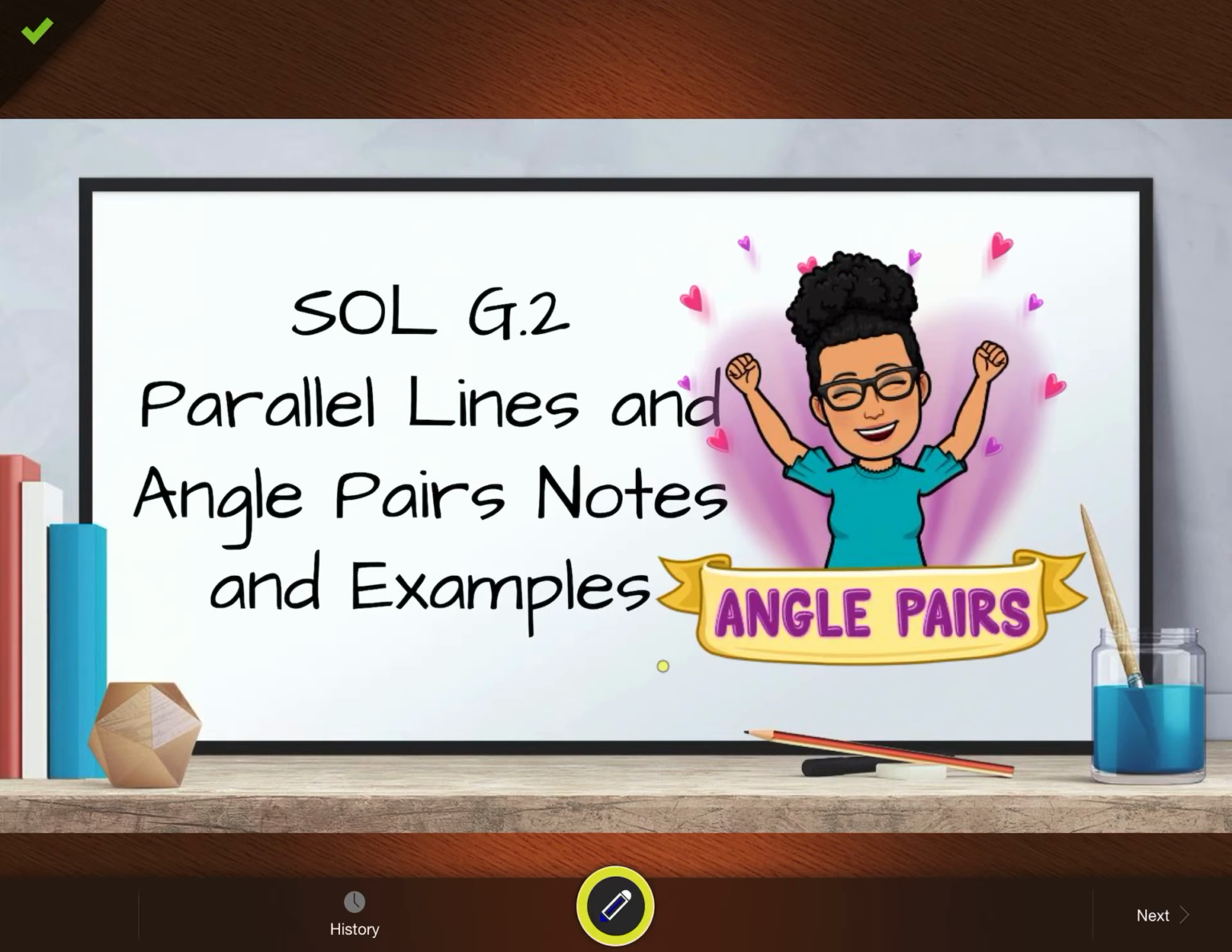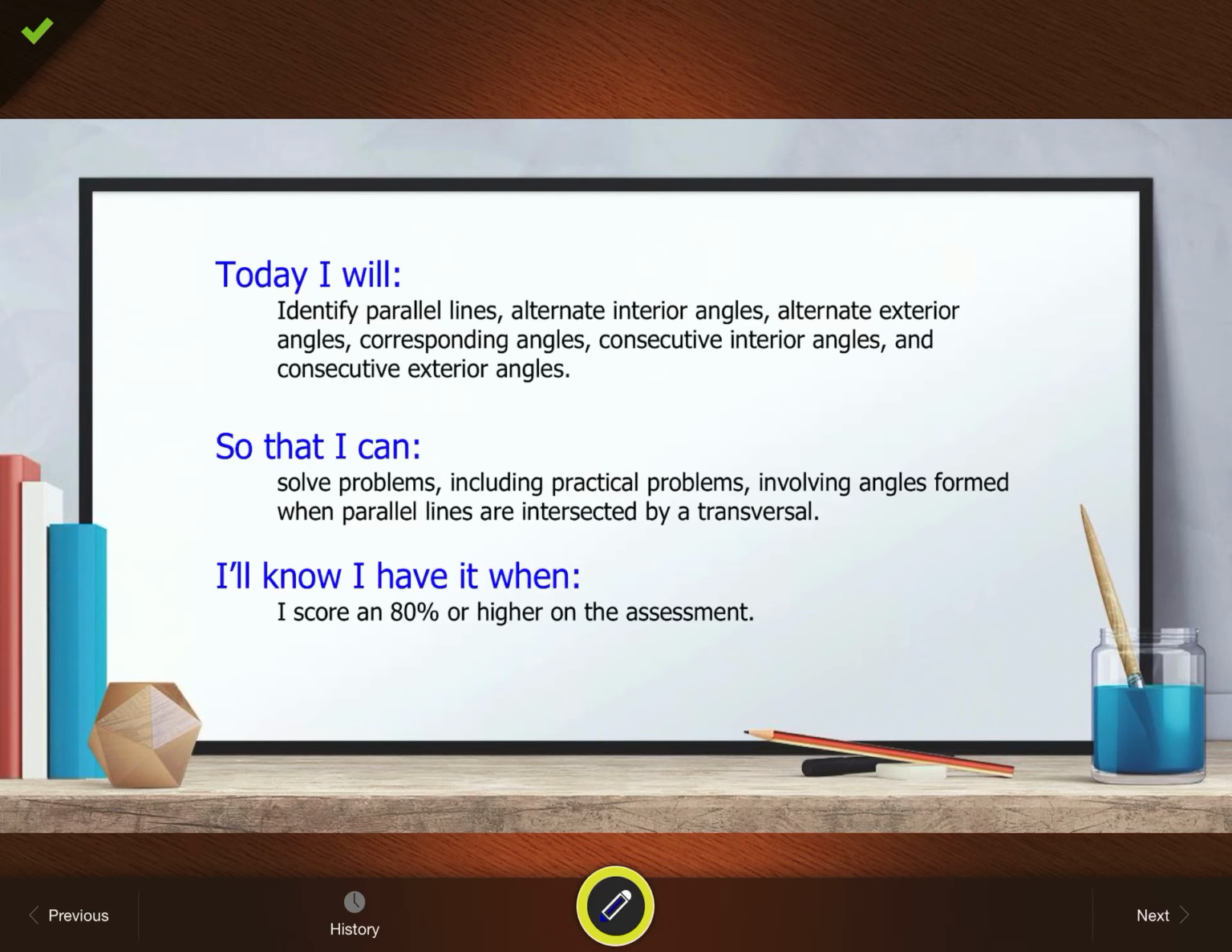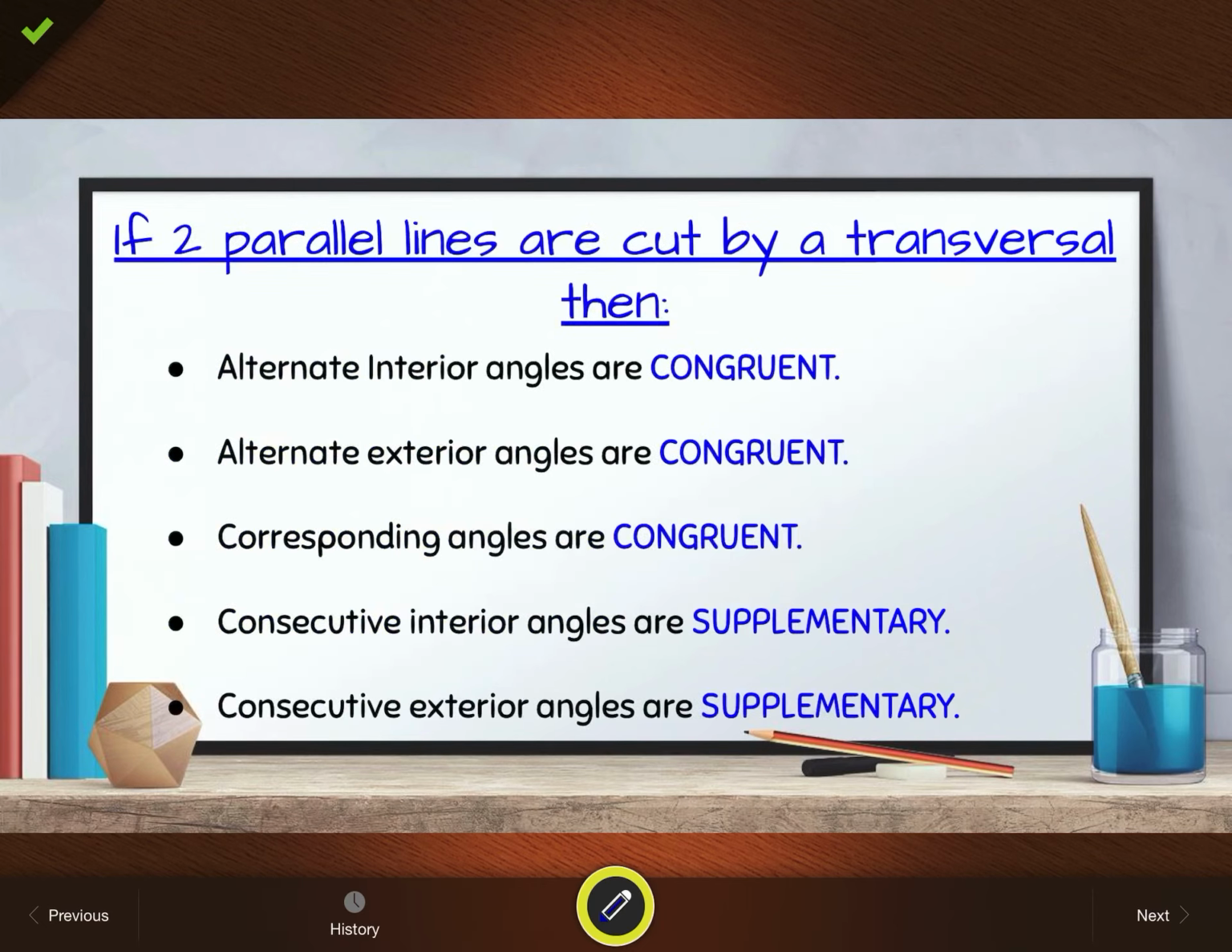Geometry is famous for starting out with a concept and then learning it and then ending up setting up equations and solving for variables and plugging in. You will see that happens quite a bit. All right, so today you will identify parallel lines and the angle pairs so that you can solve problems involving angles formed when parallel lines are intersected by a transversal. You have it when you score an 80% or higher.